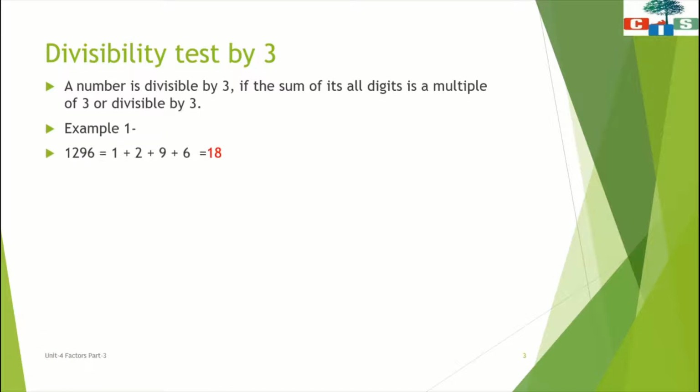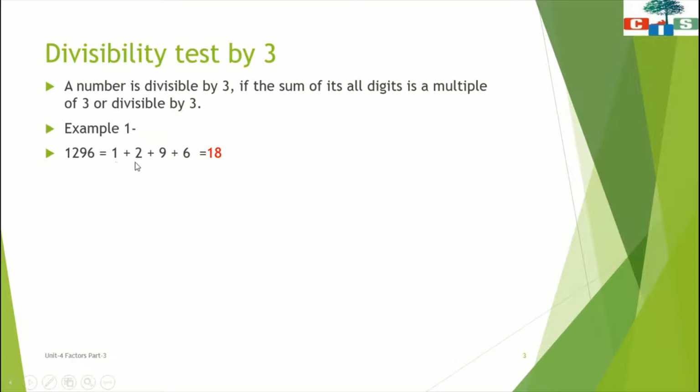See, first example, that is 1296. This is the given example. Now we have to find whether this number is divisible by 3 or not. So what is the first step? We have to add all the digits. So we will add 1 plus 2 plus 9 plus 6.